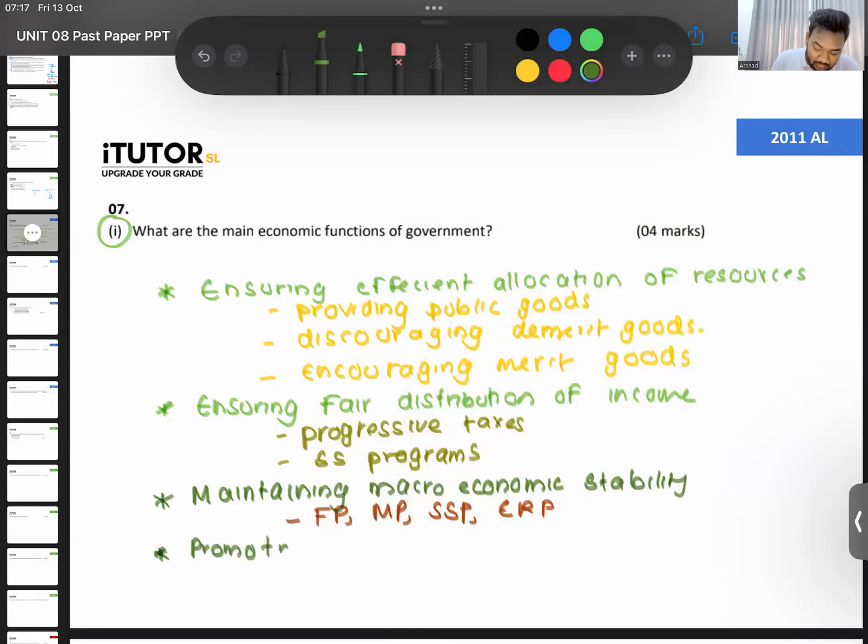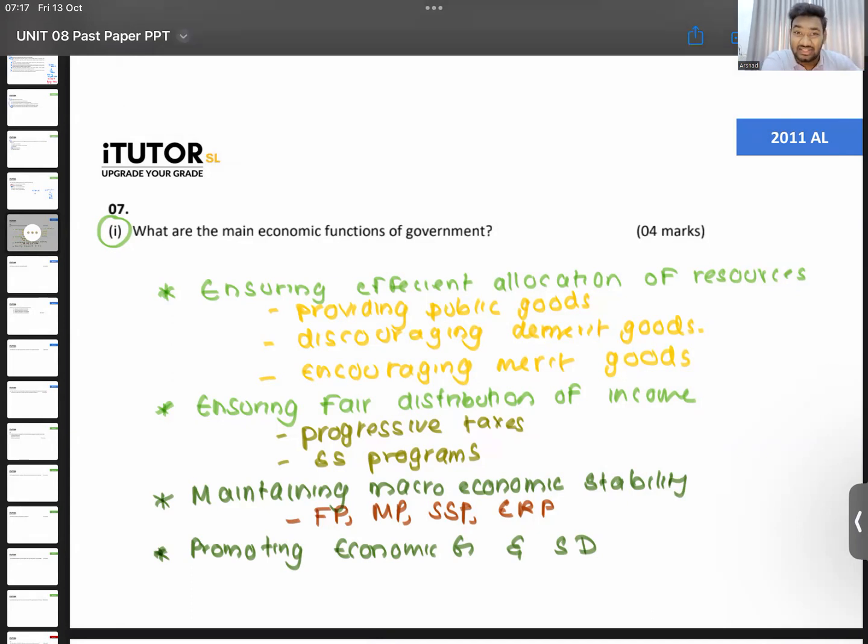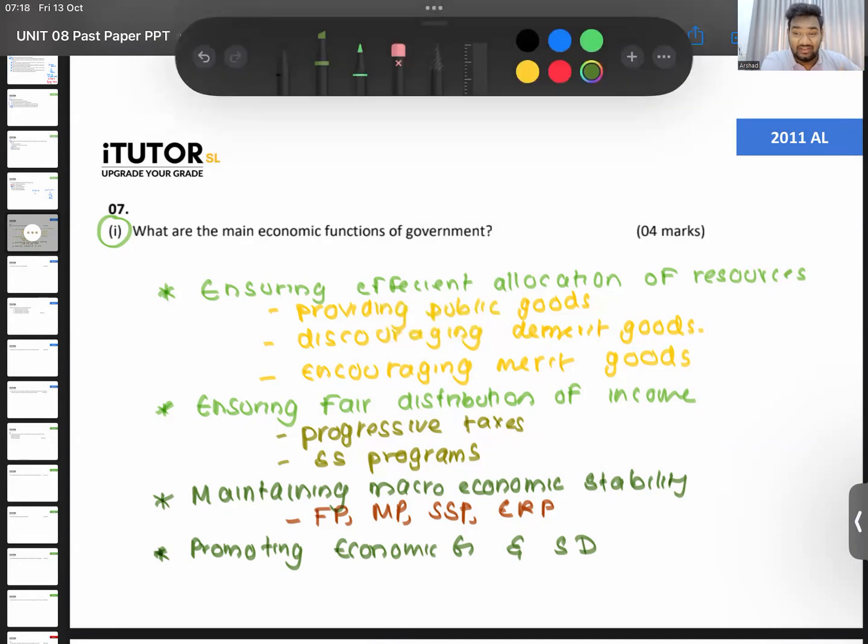Promoting economic growth, G, and sustainable development, SD. Okay, so those kinds of things. And apart from this, you can talk about providing infrastructure, let's say even maintaining law and order.